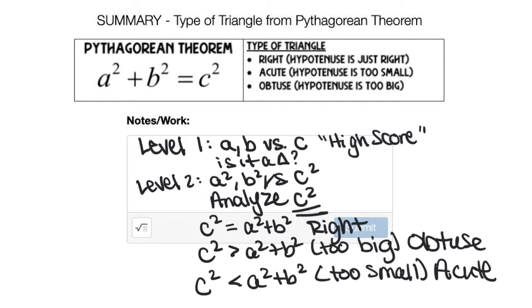Most important thing though, focus on C squared. Is C squared just right? Is C squared too big? Or is C squared too small? And I like to put C squared on the left for that comparison.